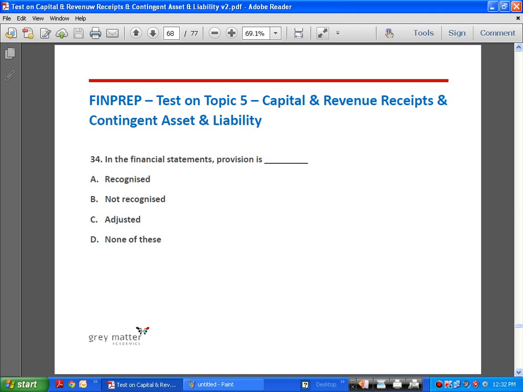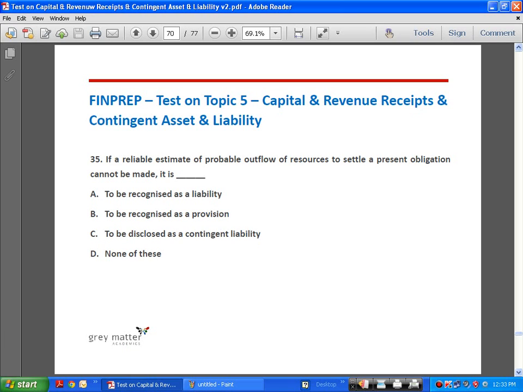Provision for depreciation, provision for bad debts, provision for warranties. So these are provisions. A provision is generally a liability which is of uncertain timing and amount. Based on certain estimates, provisions are made, and if we are not able to make a reliable estimate of the provision, it is advisable not to recognize the provision in the books but only to make a disclosure of it. Okay, so in the financial statements, provision is recognized, and in fact a detailed note about this provision is supplied in the notes to the accounts.